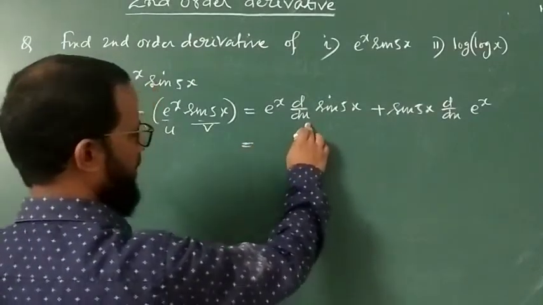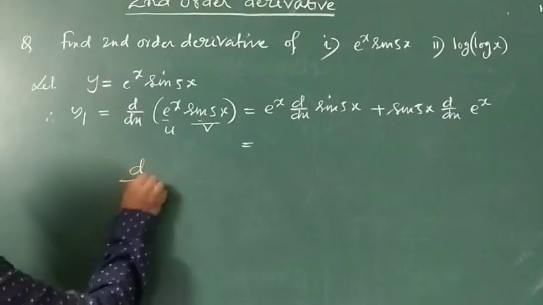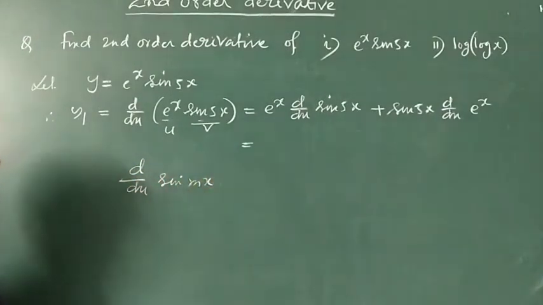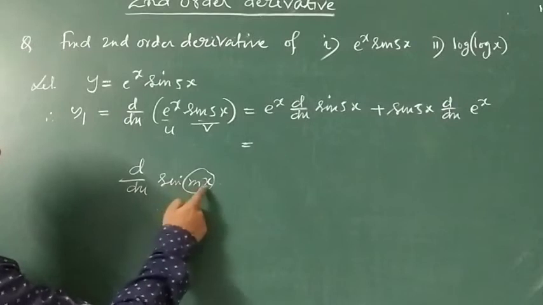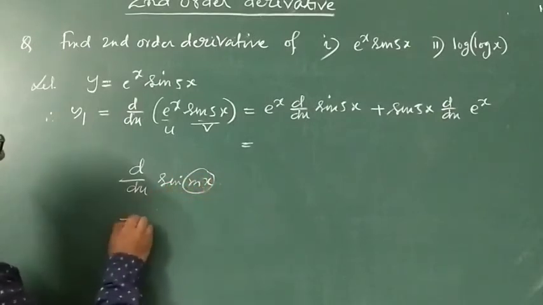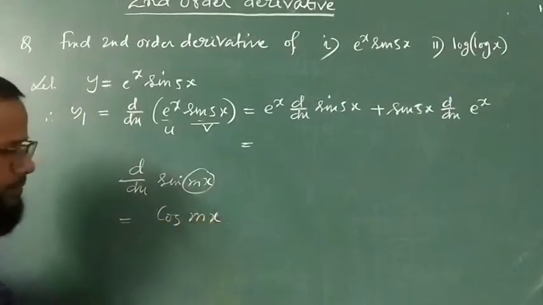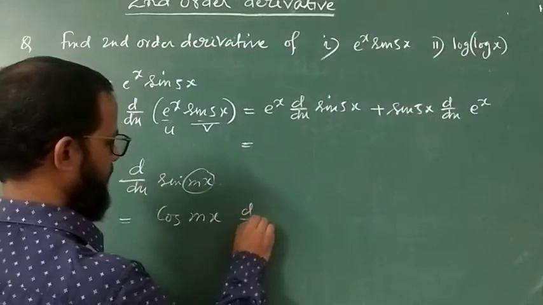So how to find the derivative of sin 5x? It is very simple. Suppose you are going to find d dx of sin mx. You consider this mx as your x. Then it becomes sin x, so it comes in standard form. In standard form, what is the derivative of sin x? It is cos x. So it will be cos x, and again the derivative of what?